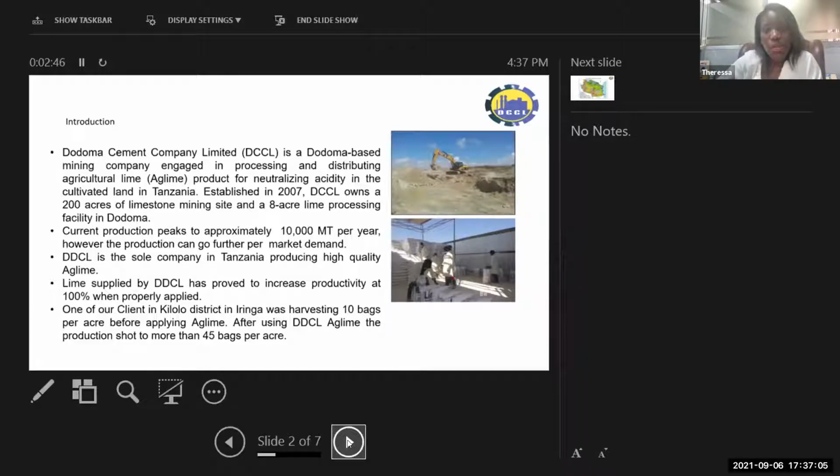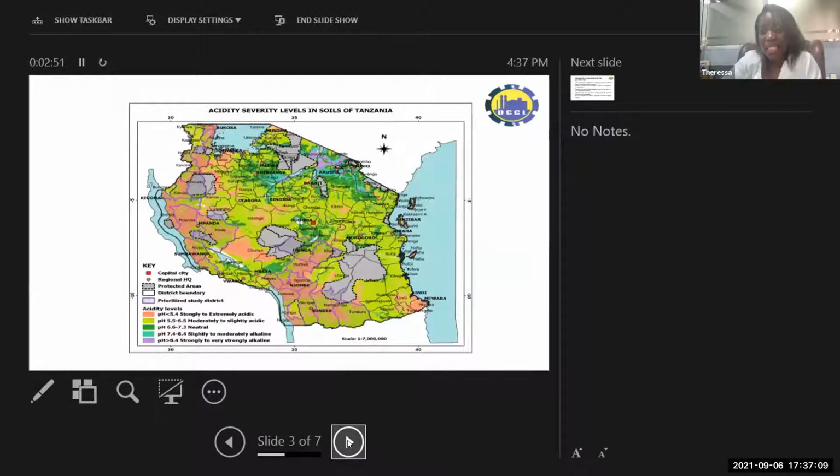And I also shift directly to where we are in terms of Tanzania, which I don't want to repeat. The next slide shows the acidity of Tanzania. This map is available. You can easily go and Google it. We're running out of time, so I'm going to skip that.